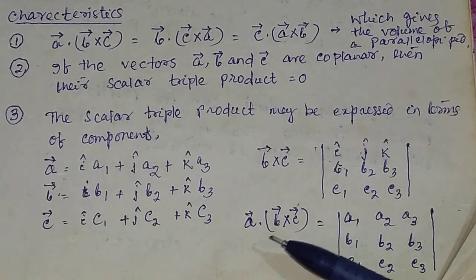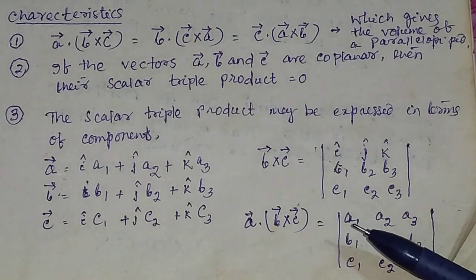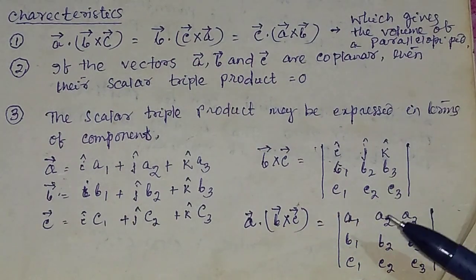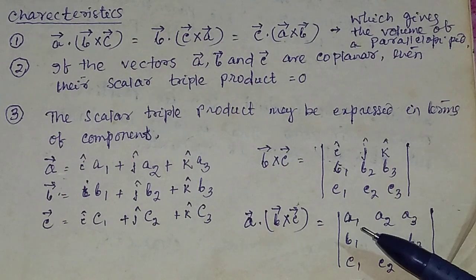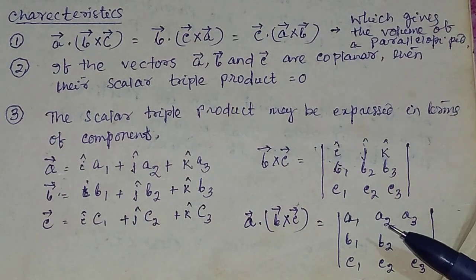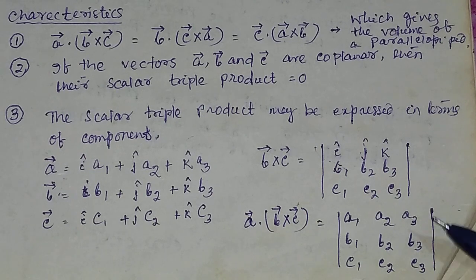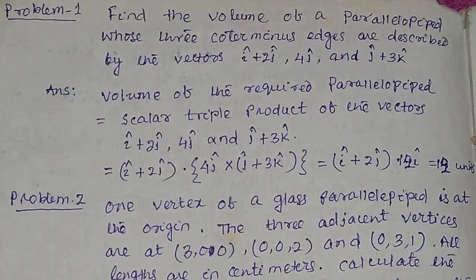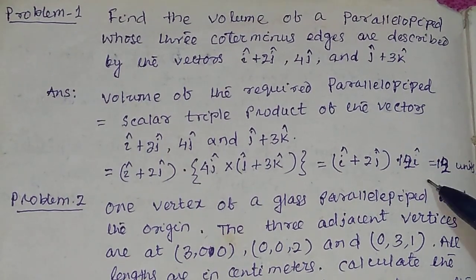So what will be A dot B cross C? If you take the dot product of A with B cross C, then it will be equal to the determinant of A1, A2, A3, B1, B2, B3 and C1, C2, C3. You should remember this formula. Now let us work out some problems on scalar triple product.